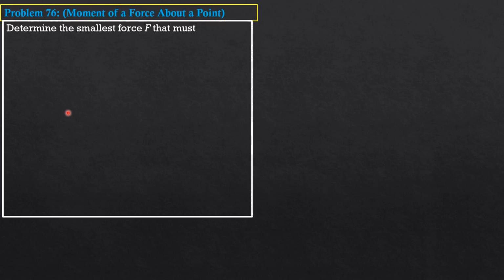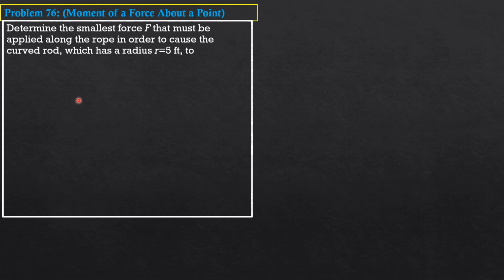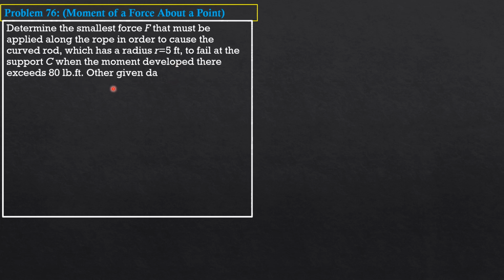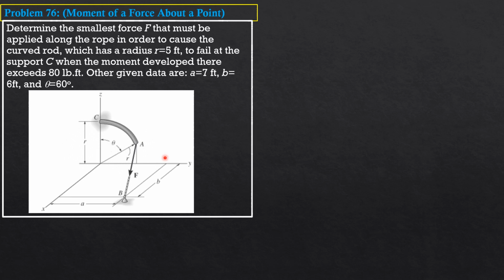Determine the smallest force F that must be applied along the rope in order to cause the curved rod, which has a radius R of 5 feet, to fail at the support C when the moment developed there exceeds 80 pound-foot. Other given data are a is 7 feet, b is 6 feet, and theta is 60 degrees. So here is the given figure. So a is 7 feet, b is 6 feet, and theta is, take note, this is 60 degrees.